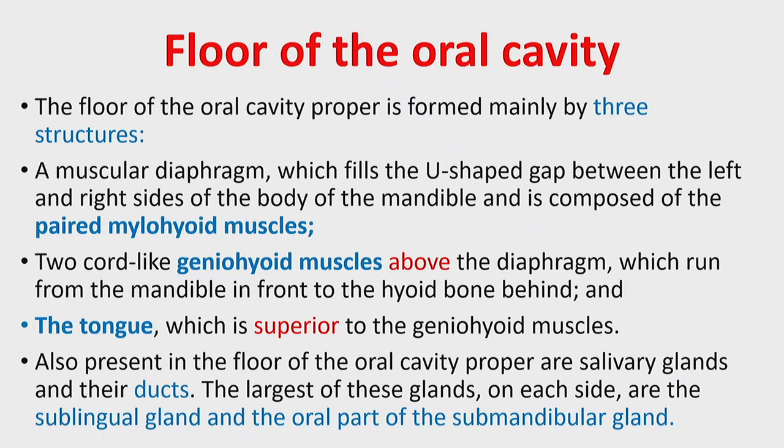The other one is the geniohyoid that we already mentioned before, which is below the genioglossus. Genioglossus is from the superior mental spine. The geniohyoid is from the inferior mental spine on the inner surface of the symphysis. And finally is the tongue. So those are the three structures that are important in the floor of the oral cavity.